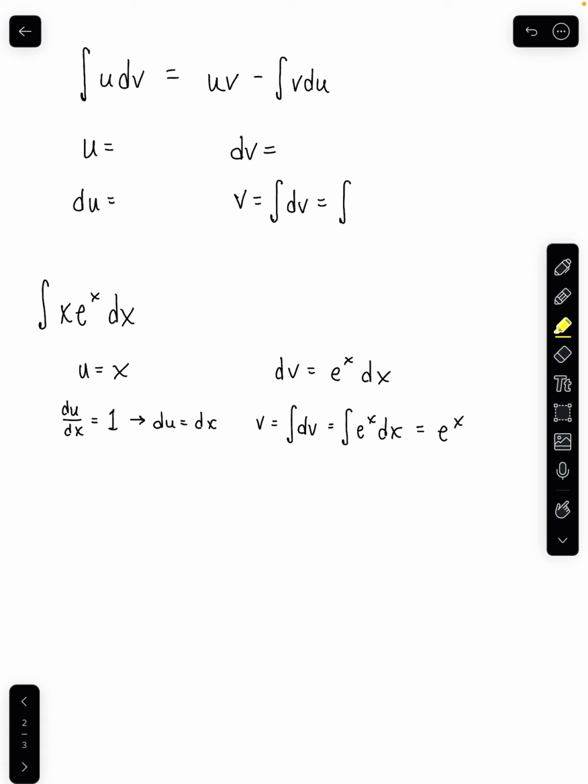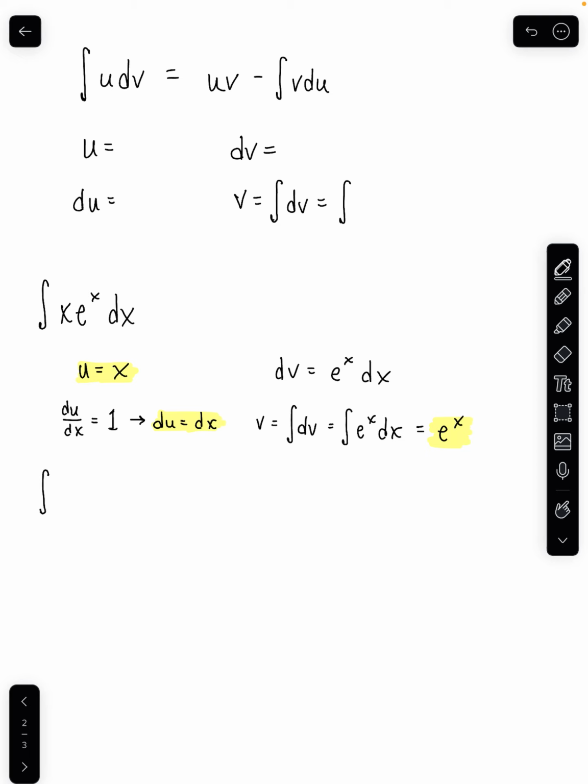So what we have here are the pieces that we need to assemble our integration by parts formula. Interestingly enough, we don't actually need dv in the integration by parts formula. We just need dv in order to integrate it to produce v.